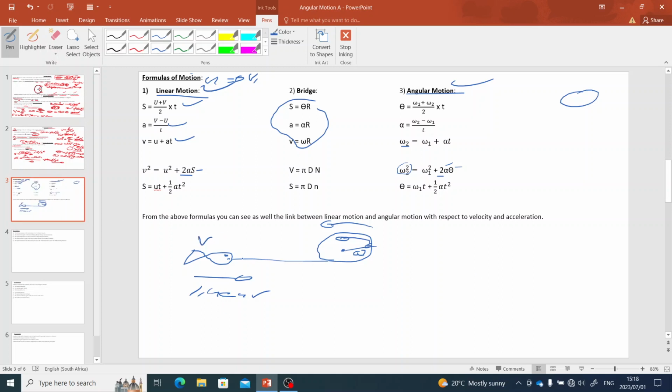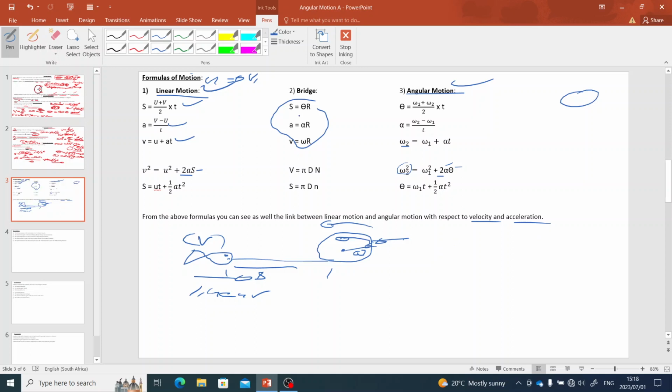The fish will be experiencing the linear velocity, covering a linear displacement from this point to that point. But while on the rail, everything is angular displacement, angular velocity. Now there's a link between linear motion and angular motion with respect to velocity and acceleration.